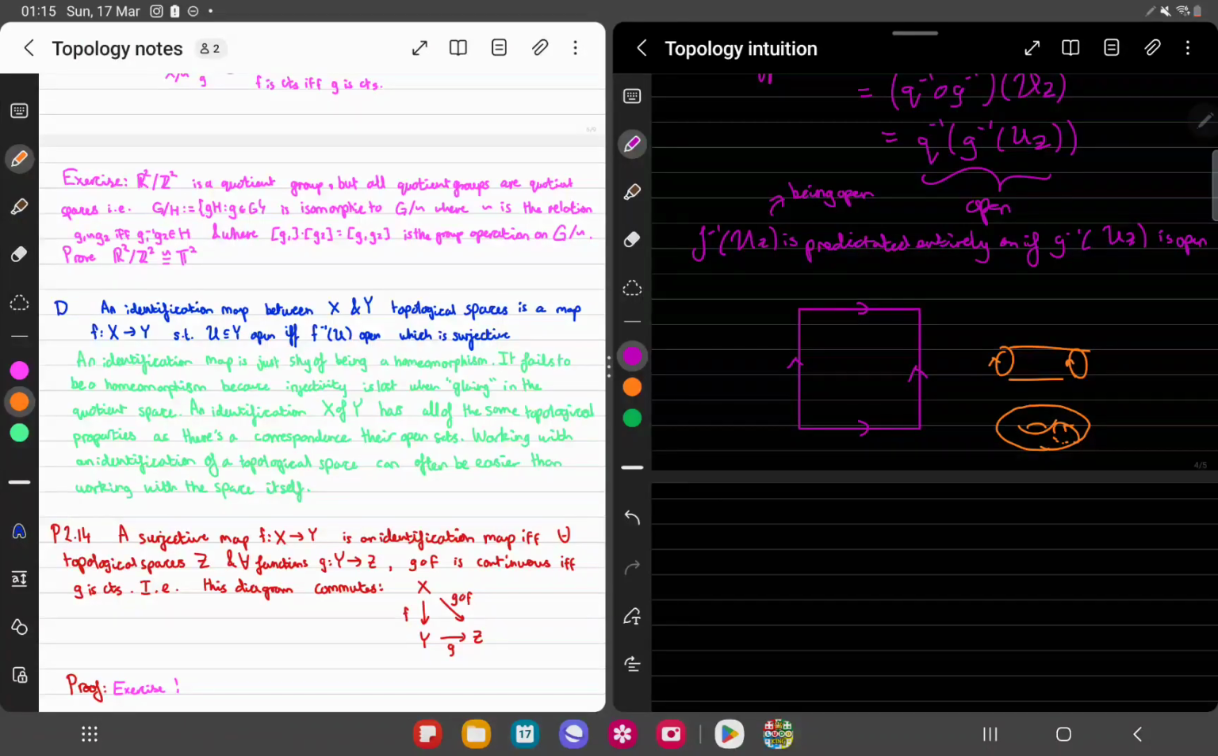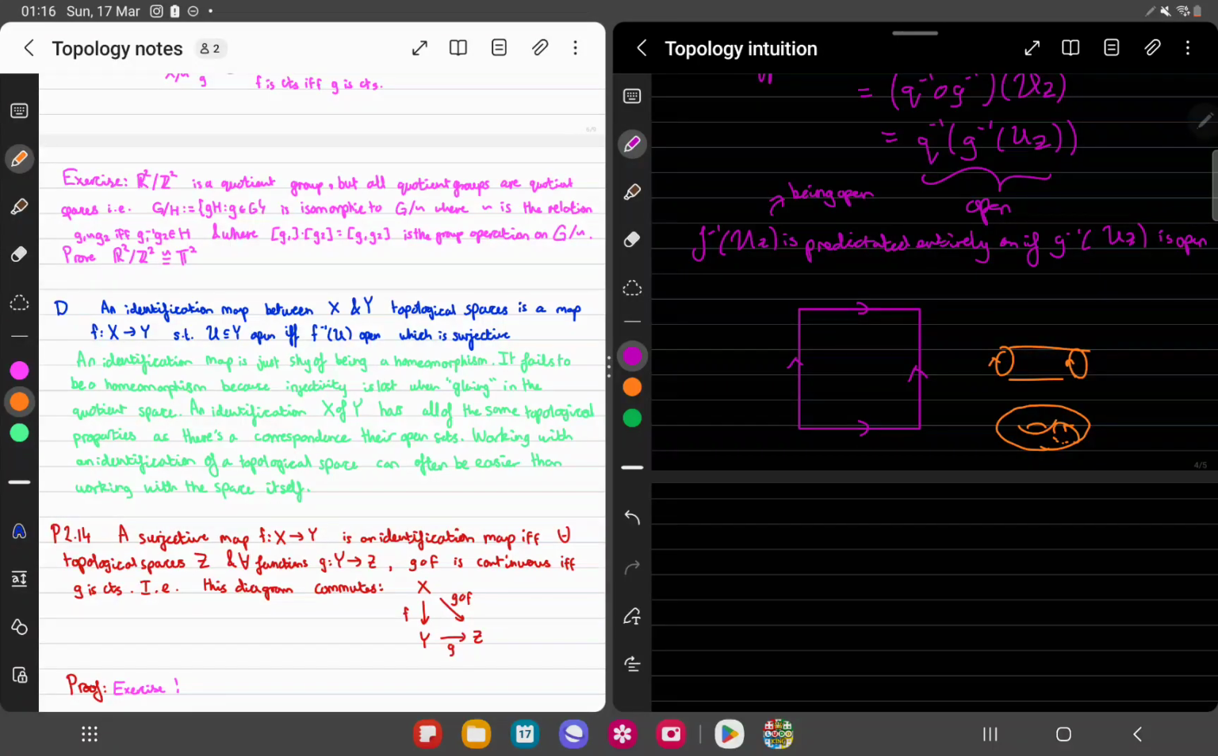Identification maps are quite nice because if I asked you to prove something about a torus, it has a really ugly parameterization. I haven't actually written it down, but I think John did write it out in his notes. Are you telling me you really want to use the metric space definition of a torus, or think of it as S1 cross S1, when instead you could just think of it as a square and gluing two sides together twice? It's not that bad thinking of the square.